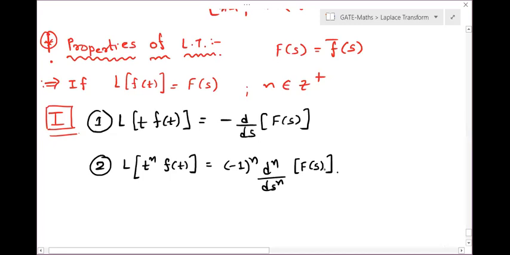So Laplace of t f of t is minus d by ds f of s, and Laplace of t to the power n f of t is minus 1 to the power n d^n by ds^n f of s, where we are doing its differentiation n times. Okay, this first property is clear. How we have to apply this property, I will show you with an example. Today's session is based on this example only. Today we are going to finish Laplace.